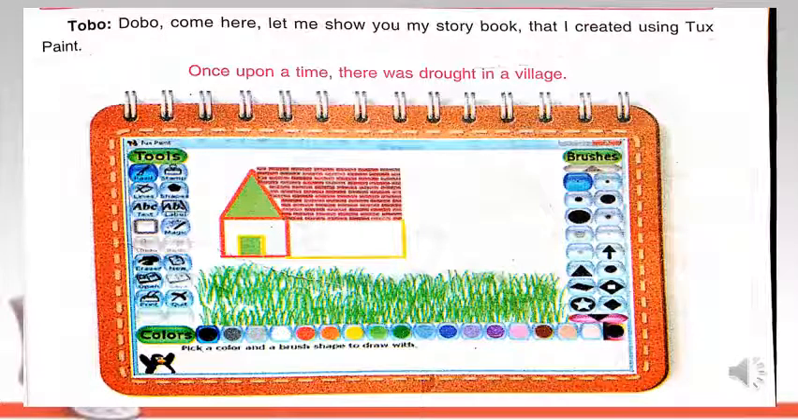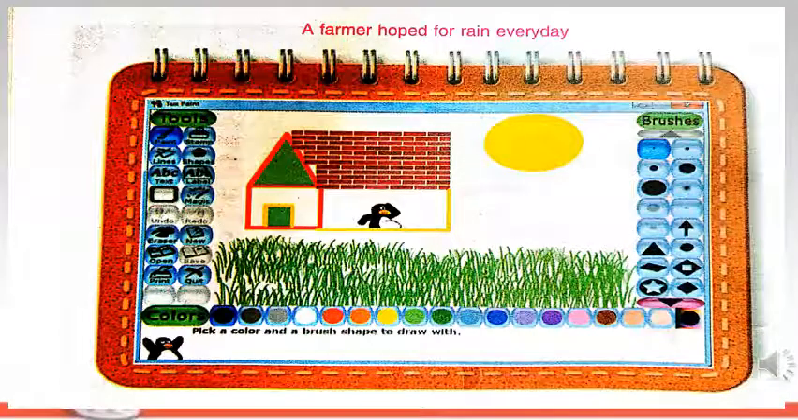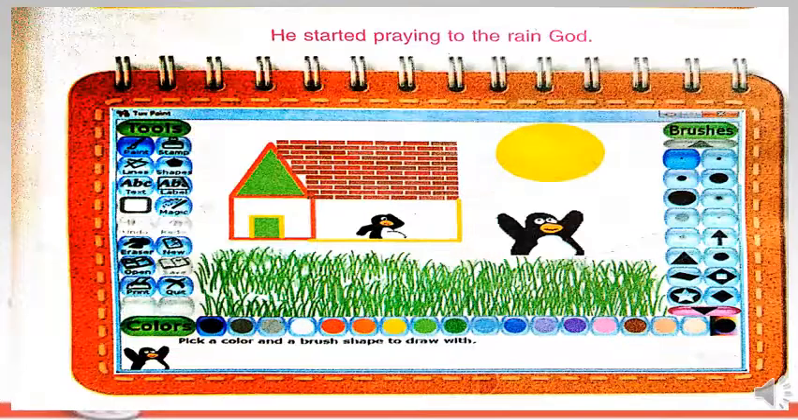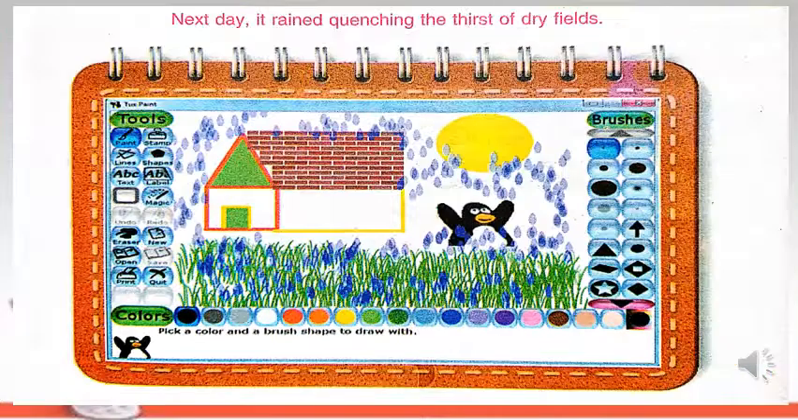Now I am telling you a short story by using a magic tool and a stamp tool. Let's go. Then Tobo says, Dobo, come here, let me show you my story book that I created by using Tux Paint. Once upon a time, drought struck a village. We will see in the images. The farmer hoped for rain every day, and he started praying to the rain god. Next day it rained, quenching the thirst of the dry fields.